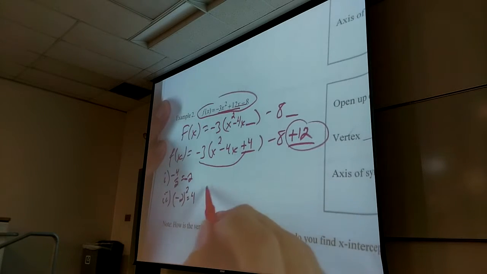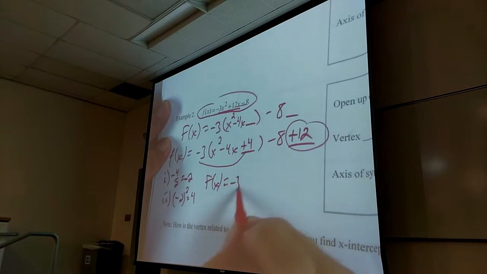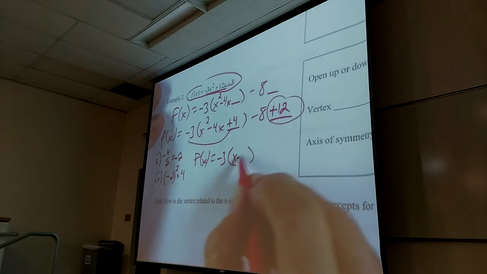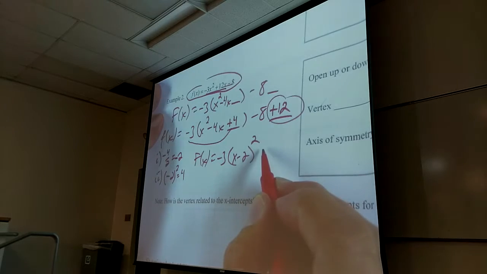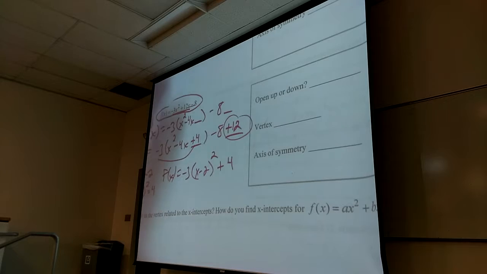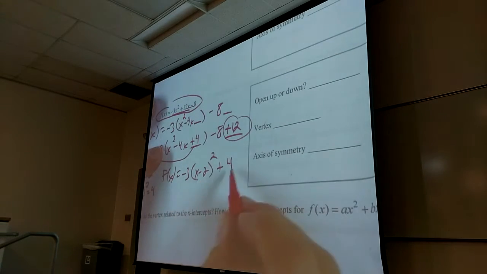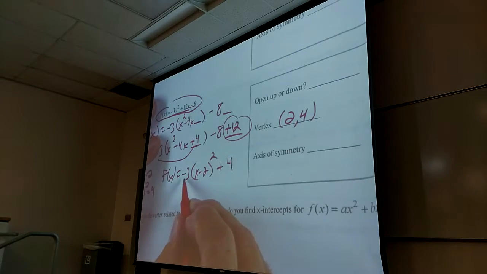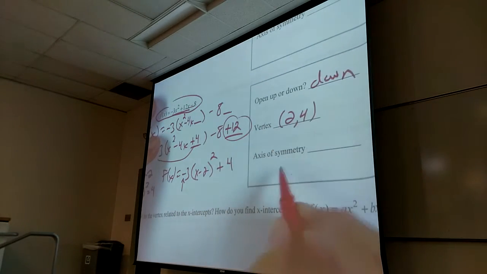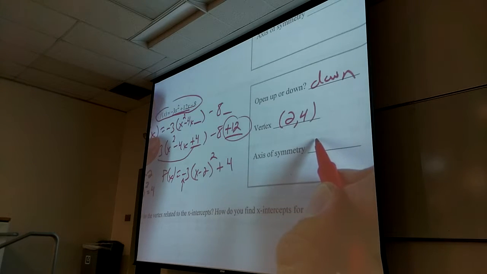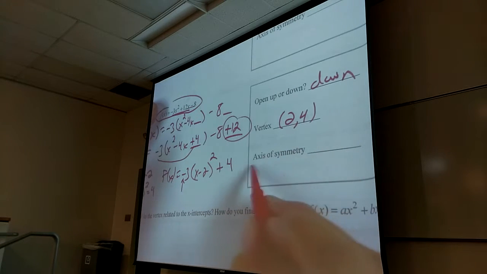Okay, and now let's see. How does this factor? A negative 3 is just sitting out front. How does this factor? Yeah, x minus 2 squared. And what do I have out here? Plus 4. I like it. So what's the vertex? 2, 4. I love it. Does it open up or down? Down, because it's a negative. What's the axis of symmetry? Not the y-intercept, the axis of symmetry.